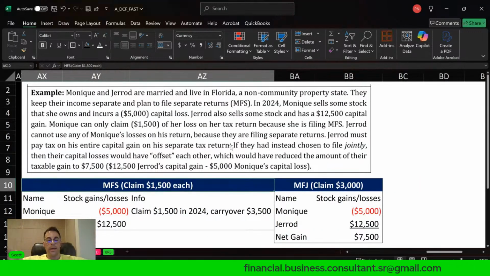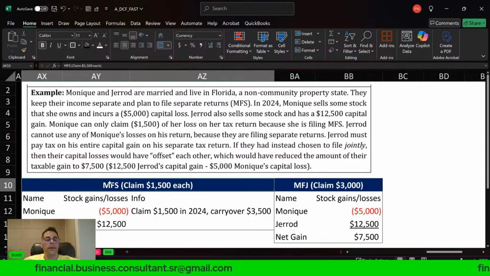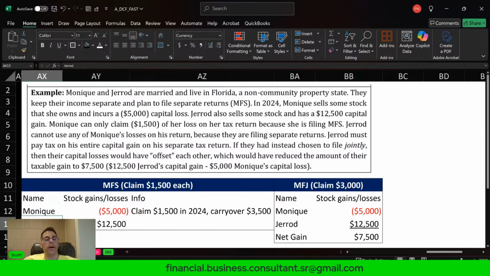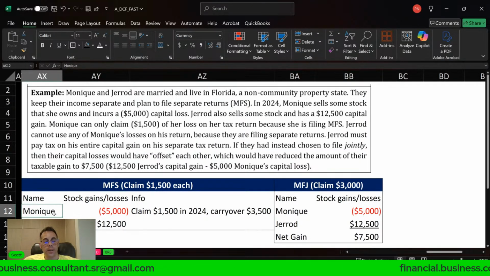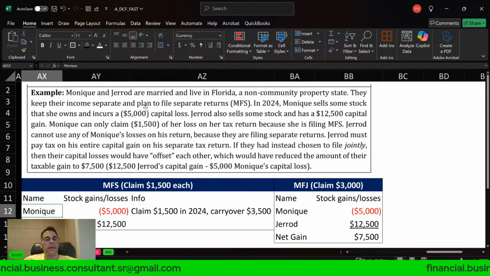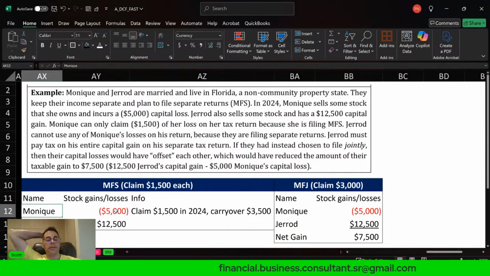So I'll show you what it looks like for married filing separately and married filing jointly. So married filing separately, say husband and wife, the husband's Jared, and the wife is Monique. So Monique has a loss of $5,000 from selling stock. That's a capital loss. So she may have bought 10,000 of stock and sold it for 5,000. So she has a loss of 5,000.